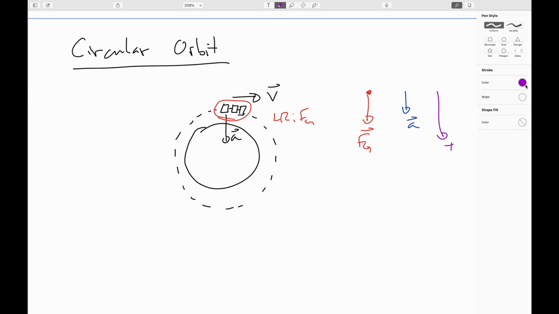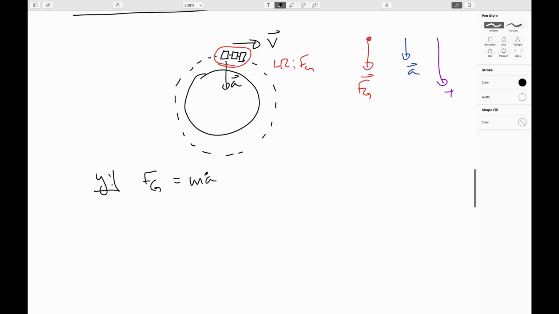All right, so we can do the same drill. In the y direction, we can say that the force of gravity has to be equal to ma. So we get that mg equals mv squared over r. Oh, hey, it doesn't matter how massive your satellite is at all. We get that the orbital speed is, you guessed it, our critical speed, root rg.